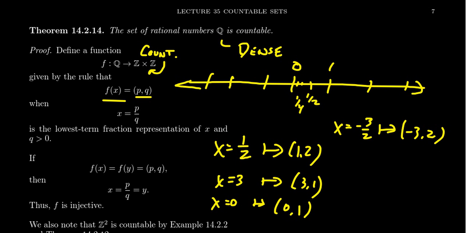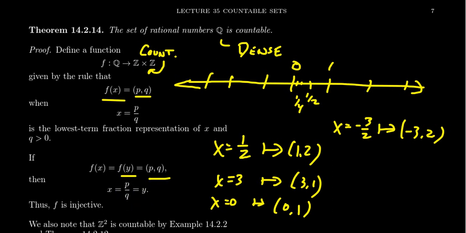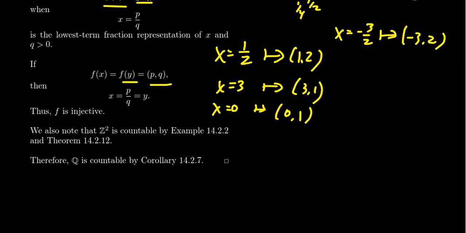Is it 1-to-1? Well, if f of x equals f of y, that means their image is the same. So there's some p and q. If f of x is (p, q), that means x as a rational number is equal to the fraction p over q. But likewise, if f of y has the same image, that means y, as a rational number, is equal to the fraction p over q. Since they're the same fraction, they're the same rational number. So that's injective.